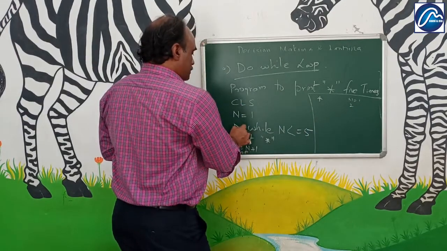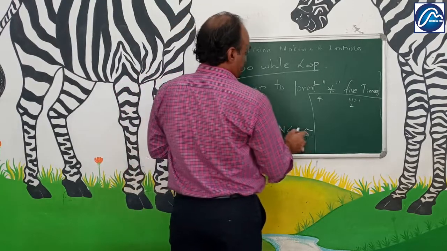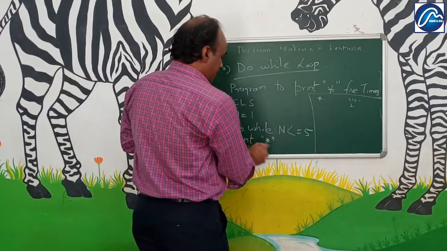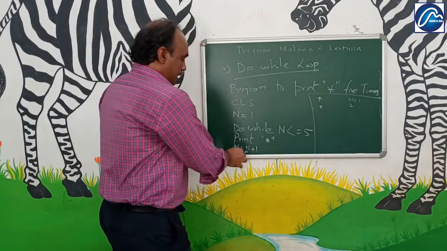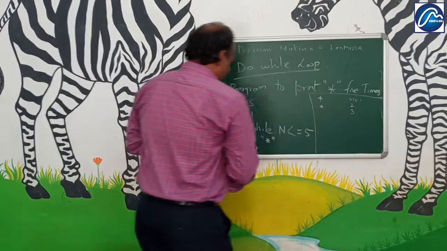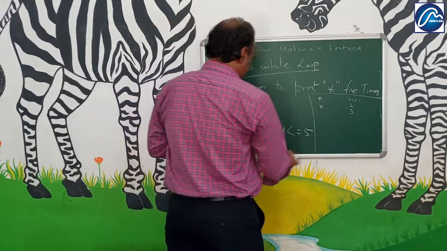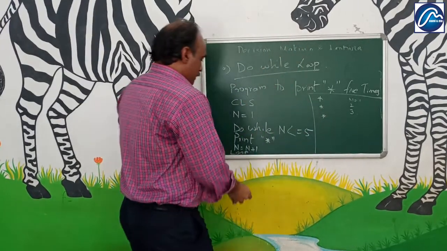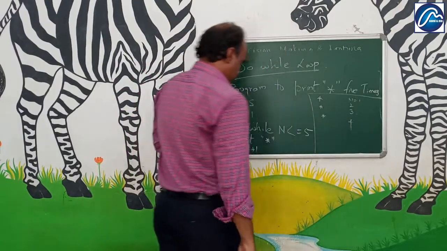Loop. Loop means again it will come to do. Do will check whether 2 is less than or equal to 5. Yes, 2 is less than or equal to 5. In that case, again next statement is executed, and that is print. N will be equal to 2 plus 1, that is 3. Again it will tell to go to loop. Is 3 less than 5? Yes. What is the next statement? Print. N is equal to n plus 1. 3 plus 1 will be equal to 4.